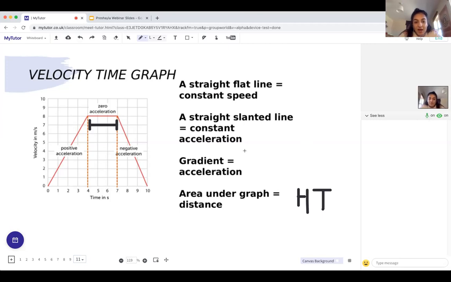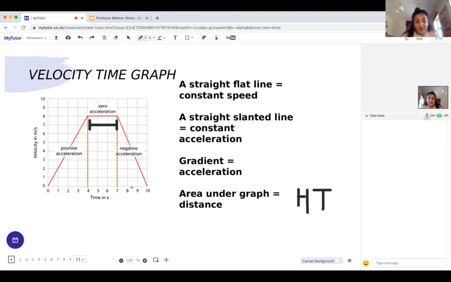So the area under a velocity time graph has significance. In a distance time graph, don't worry about it. It doesn't mean anything, you don't need to know about it. In a velocity time graph, we need to know what the area under the graph means. And that is actually the distance elapsed. So how far the car has travelled is actually the area under the graph.